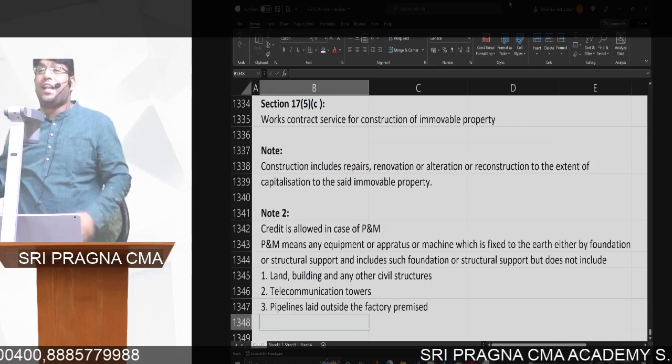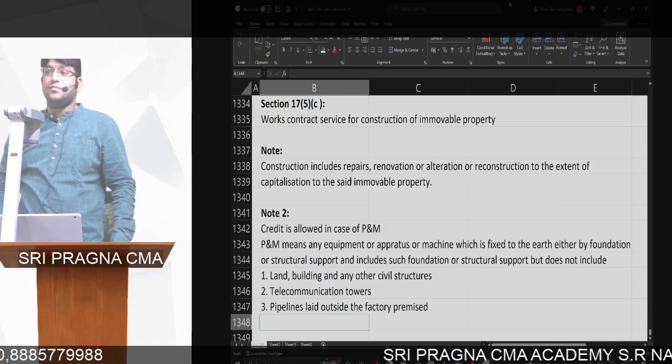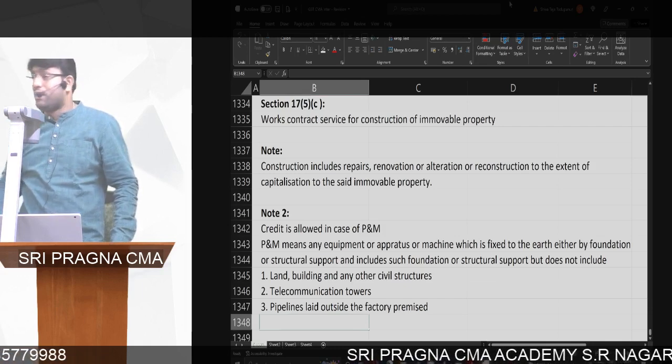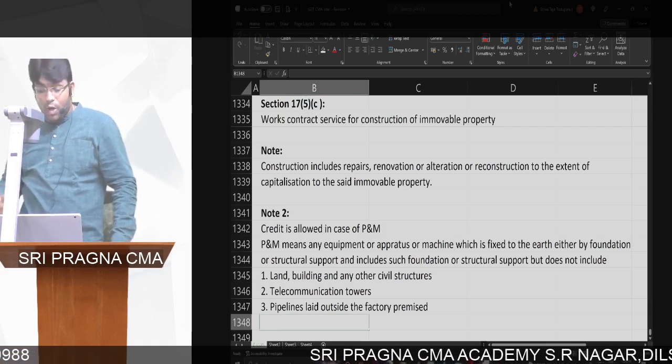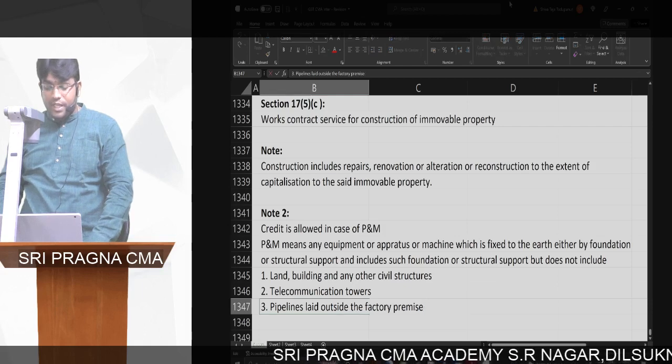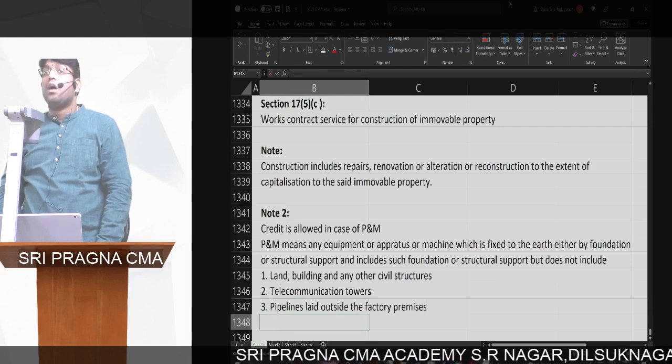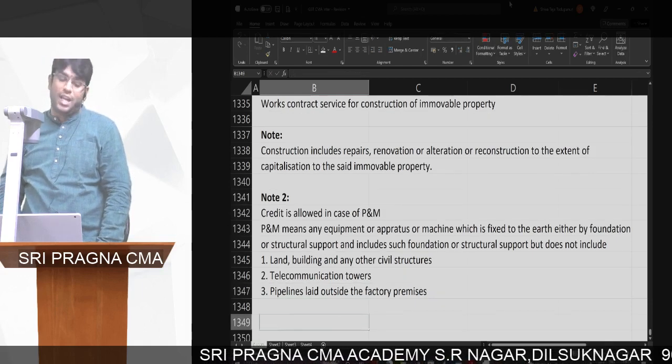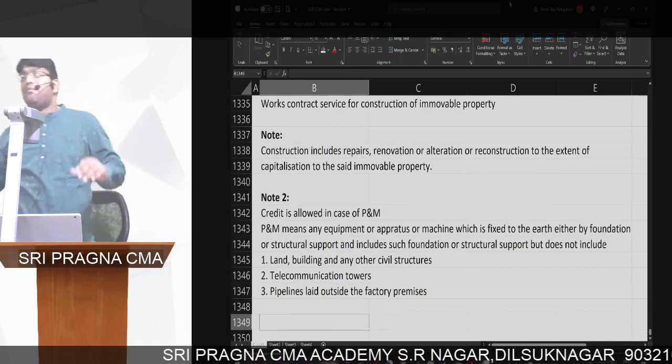Within the factory gate, credit is allowed. So, understood? What was the last line we wrote? Pipelines laid outside the factory premises. So, it's outside the factory, credit is not allowed. Within the factory, credit is allowed. That's it. Very, very interesting.